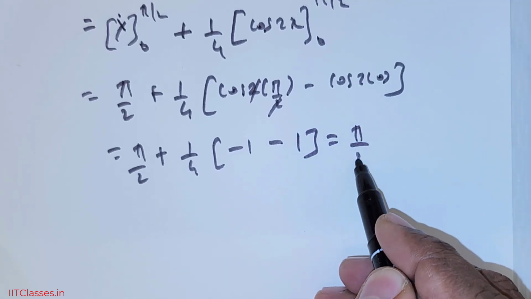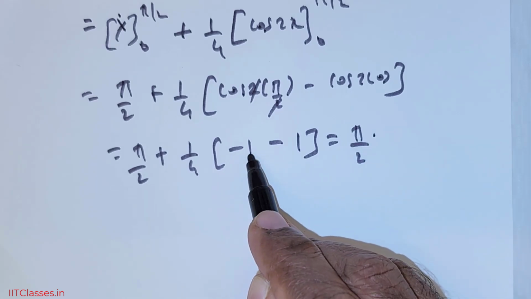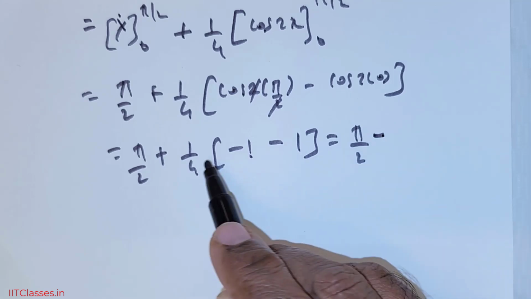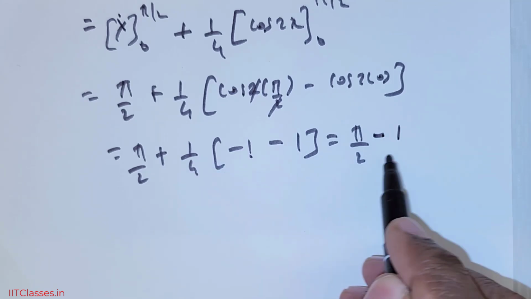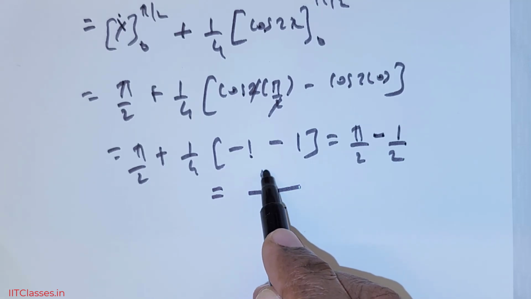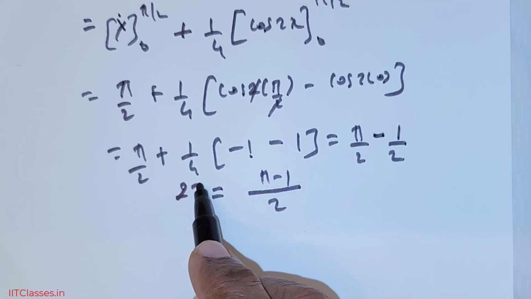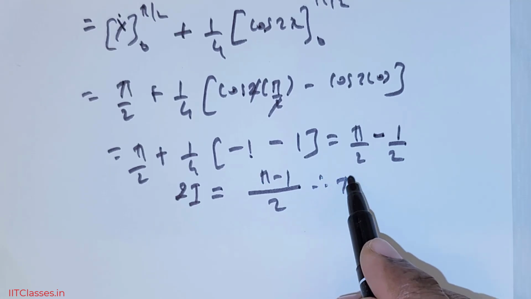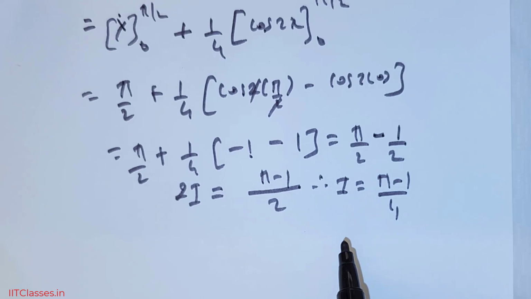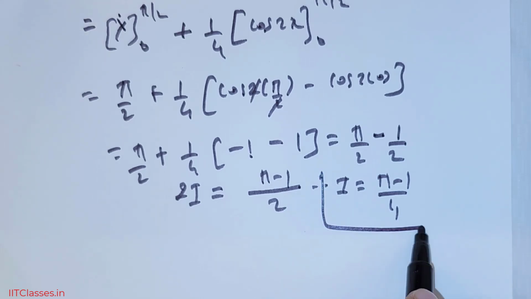So this can be further written as pi over 2. Negative 1 minus 1 is negative 2. So you have negative 2 over 4, it's going to be 1 over 2. So I take the LCM as 2, I get pi minus 1. Already there is a 2I there. So therefore I is equal to pi minus 1 divided by 4. So this will be the solution to this question.